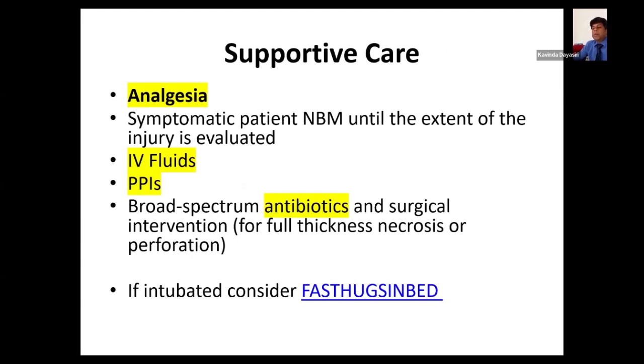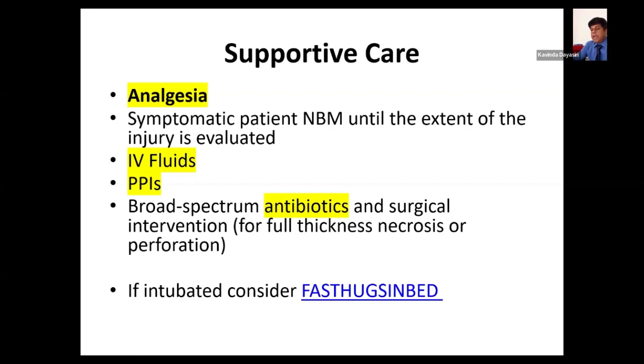And also, proton pump inhibitors, gastroprotective agents, can be commenced. Another thing is that broad-spectrum antibiotics can be given to prevent possible sepsis that can happen following widespread tissue necrosis. And surgical intervention has to be considered, especially when you suspect full thickness necrosis or perforation.